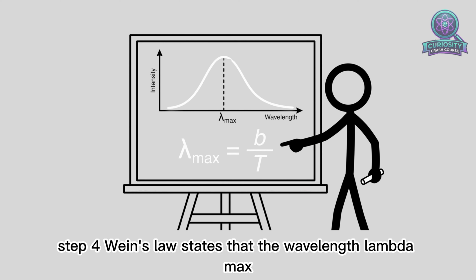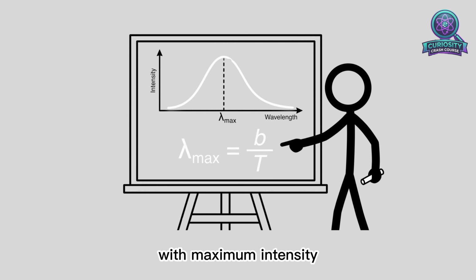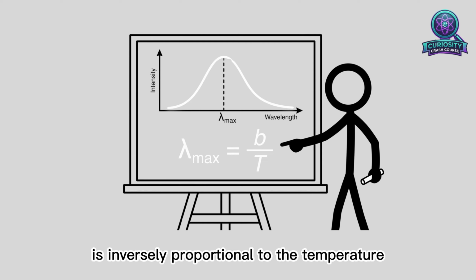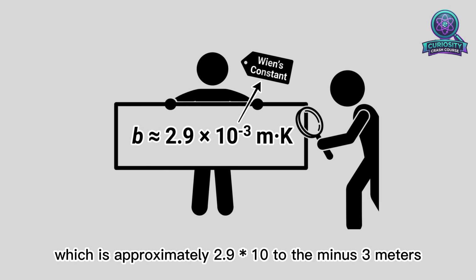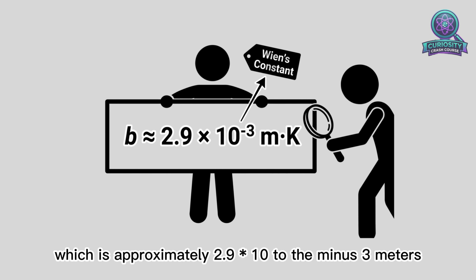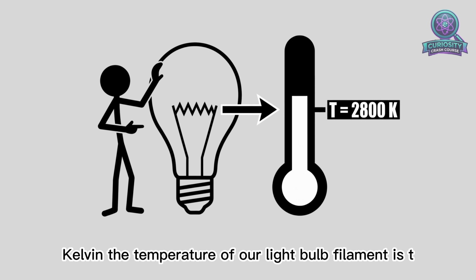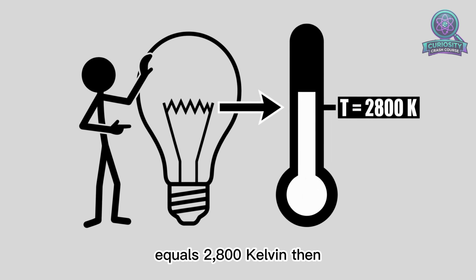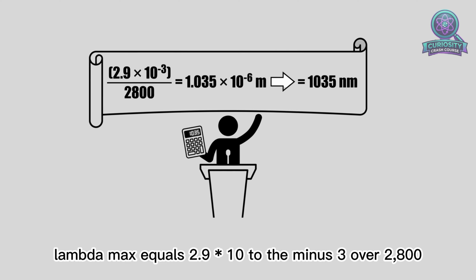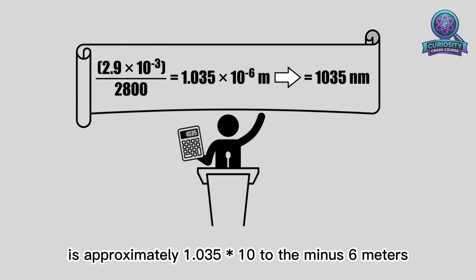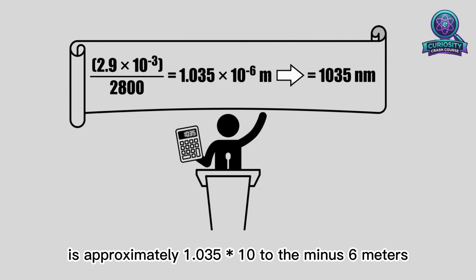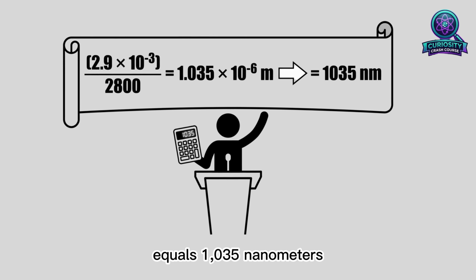Step 4. Wien's law states that the wavelength, lambda max, at which light is emitted from a black body with maximum intensity is inversely proportional to the temperature, T, of the object. Lambda max equals B over T, where B is Wien's constant, which is approximately 2.9 times 10 to the minus 3 meters Kelvin. The temperature of our light bulb filament is T equals 2800 Kelvin. Then lambda max equals 2.9 times 10 to the minus 3 over 2800, which is approximately 1.035 times 10 to the minus 6 meters, equals 1035 nanometers.